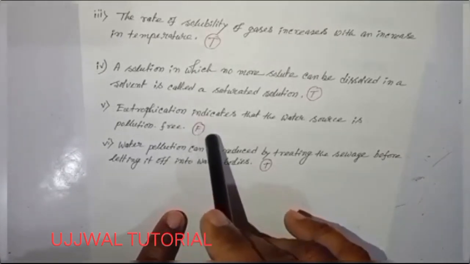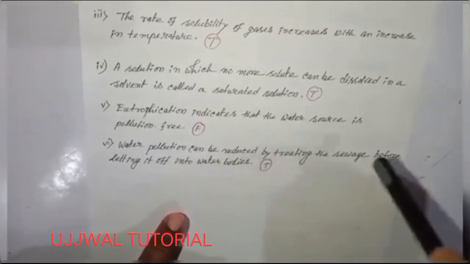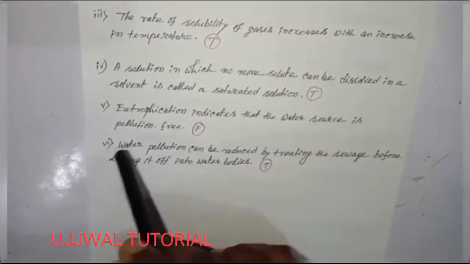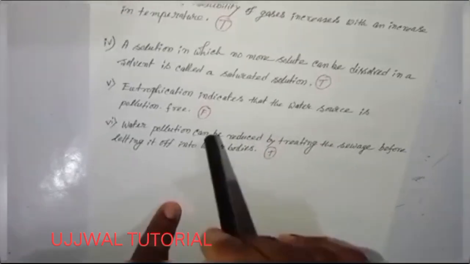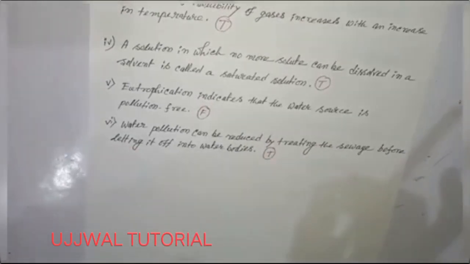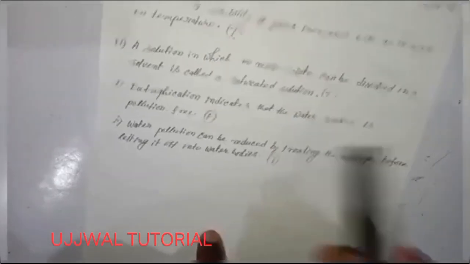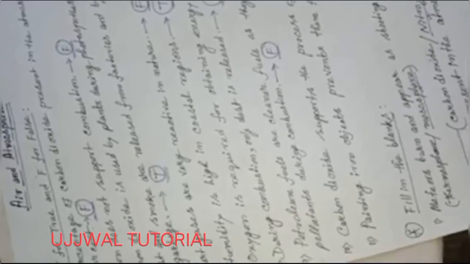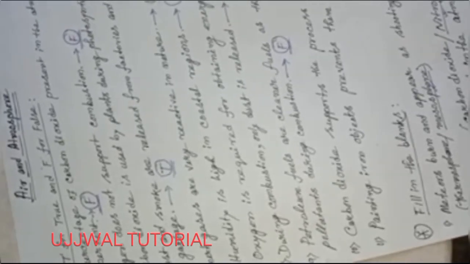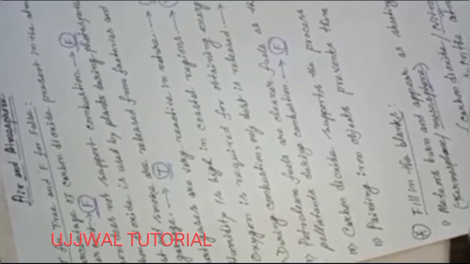Eutrophication indicates that the water source is pollution free. That is false. Water pollution can be reduced by treating the sewage before letting it off into water bodies. That is true. Now discuss some very short objective type question answers in air and atmosphere based on ICSE class 6, part 2.